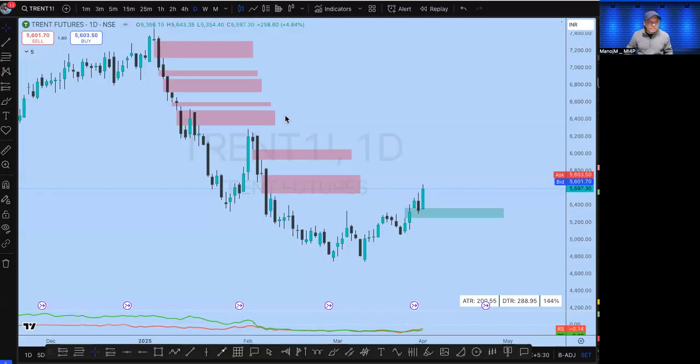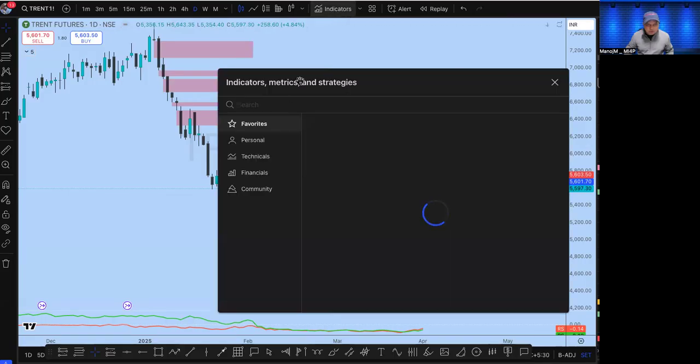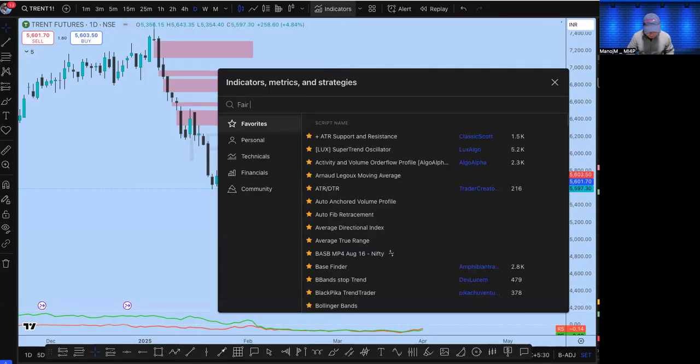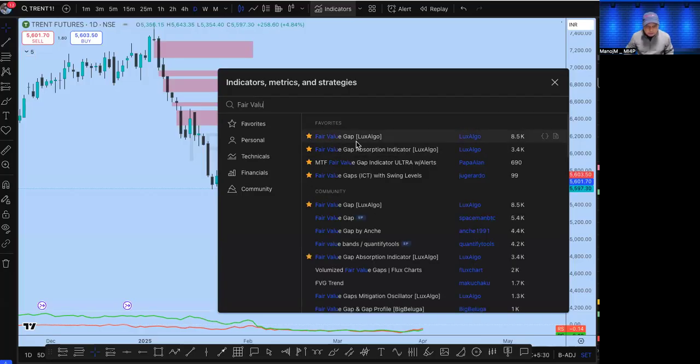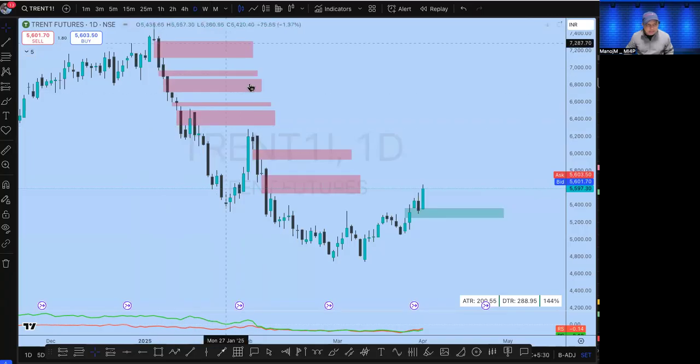So if you can see my chart, this is the Trent futures, and these are the fair value gaps. If you want to see the indicator, I'll go to the indicators tab and type fair value gaps, and it's the one that I use. Fair Value Gap by LuxAlgo is the one that you see here, and this is the daily chart. The red boxes that you see are the fair value gaps on the bearish side, and the blue boxes are fair value gaps on the bullish side. So that's the setup.